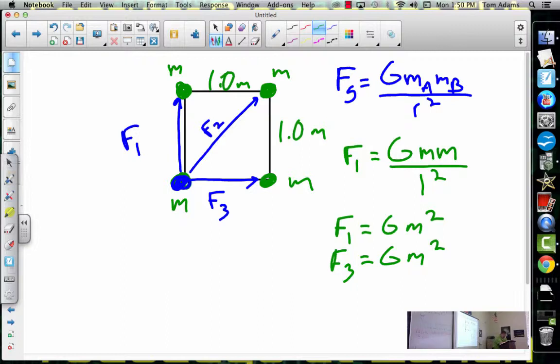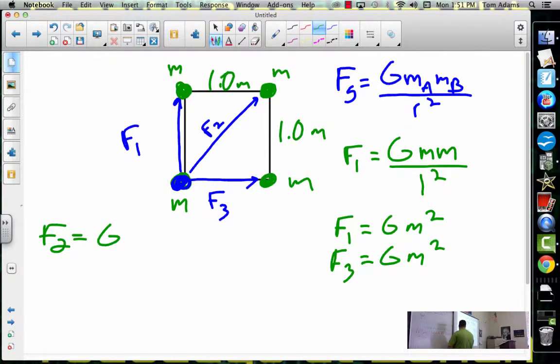What's different? Well, the difference is the distance for F2. When I go to do F2, the distance between them is different. So I'm still going to have the gravitational constant G times the mass, right? Because this mass is M and this mass is M. So the masses don't change. But the distance between the 2 of them does.